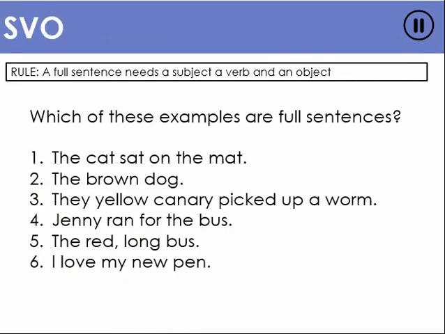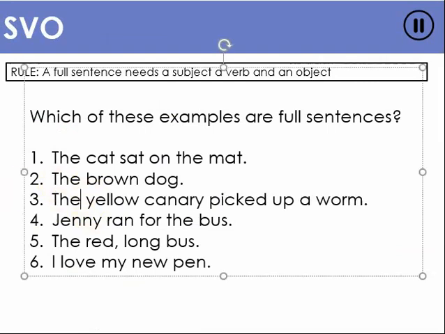SVO. Rule: a full sentence needs a subject, a verb, and an object. Which of these examples are full sentences? So all you'll need to do is write down the number if you wish. 1, the cat sat on the mat. 2, the brown dog. 3, the yellow canary picked up a worm. 4, Jenny ran for the bus. 5, the long red bus. 6, I love my new pen.